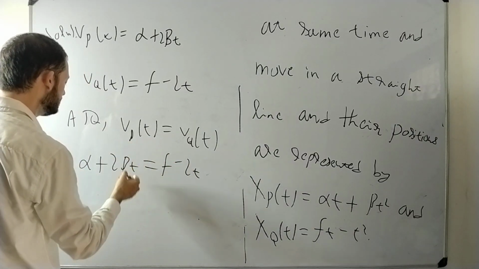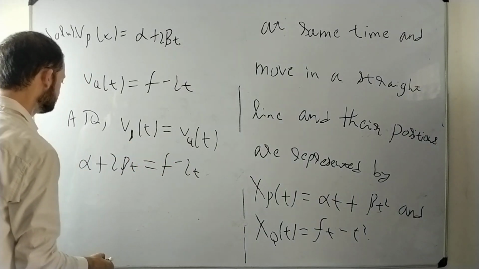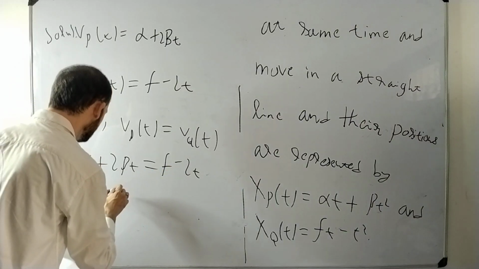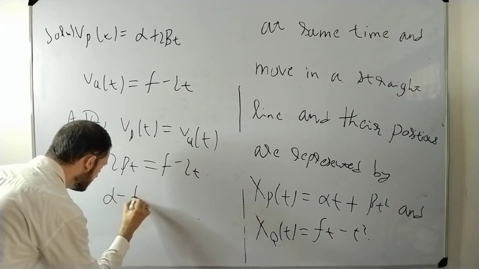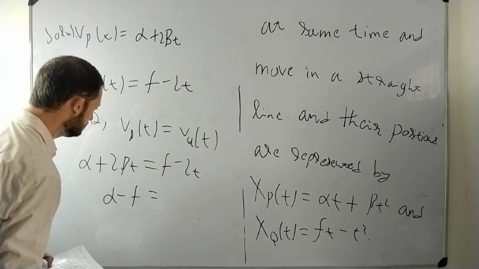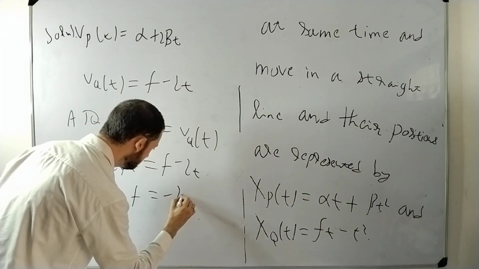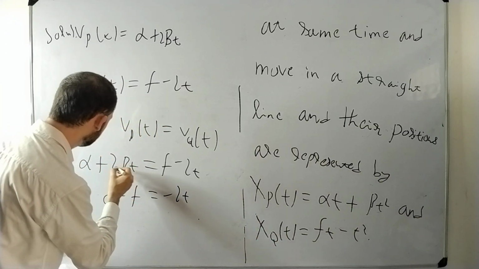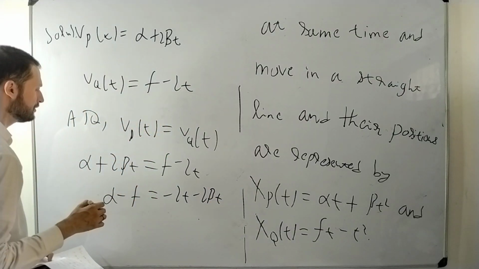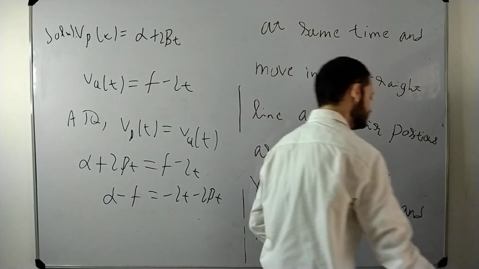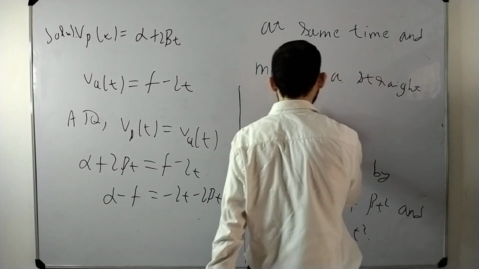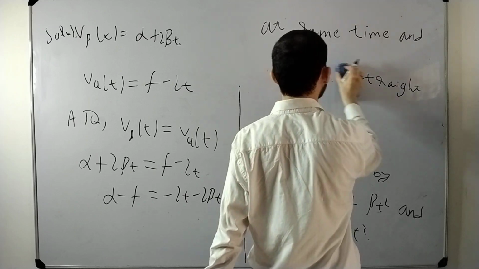Take t on the common side. So this becomes alpha minus f, and this is minus 2t, and this is minus 2 beta t. I am understanding what you are saying. So I would actually reverse the sign now.